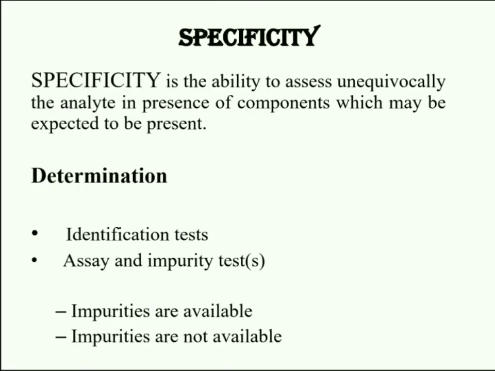First one is specificity. Specificity denotes the extent to which a diagnostic test is specific for a particular condition or sample. By the use of a few specific methods, we can estimate the actual value of the analyte in presence of several other components which may be present in any sample. Various types of identification tests, assay, and impurity tests are performed in the following type of determination method. By the use of specificity, it is possible to determine whether any sample contains impurities or not.